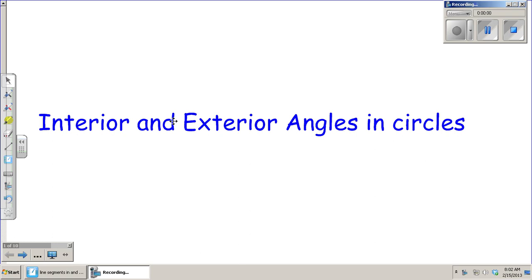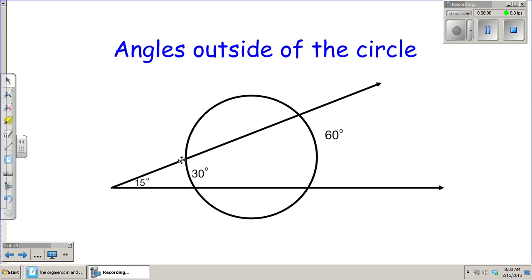The video on interior and exterior angles in circles. Alright, first let's look at an angle outside of a circle.